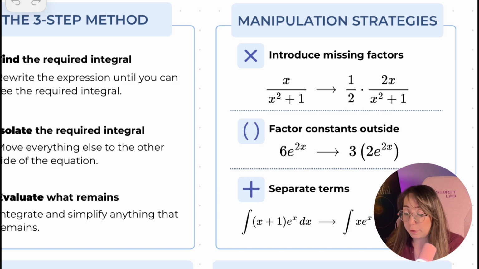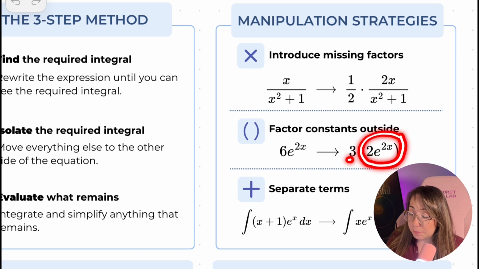It just looks different. Same with the second one, factor constants outside. Say I have a 6 on the outside, but really I want it to be a 2. Well, you can break up the 6 into 3 times 2, and now I've got the function that I want, and I've got something else on the outside that I'll deal with a little bit later.